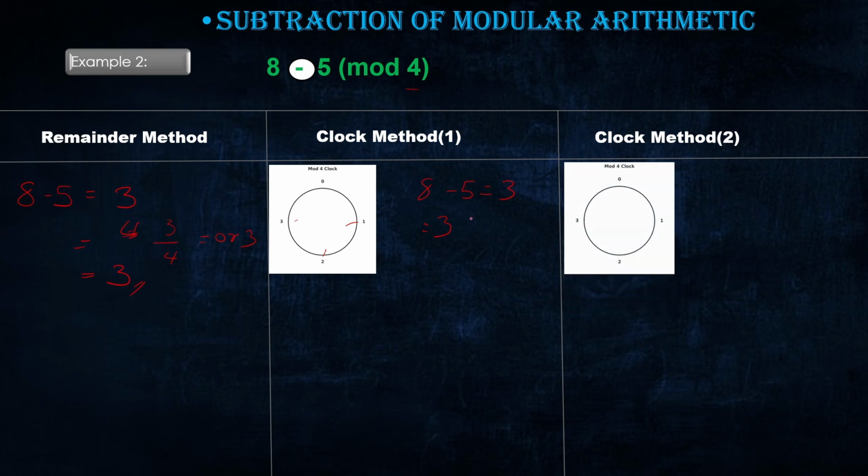Clock method 2, 8 and 5. Value of 8 is 0, value of 5 is 1. 0 minus 1, which is equal to minus 1. And then you add the mode until the integer becomes positive. And in this case, our mode is 4. So we have plus 4, which equals 3.